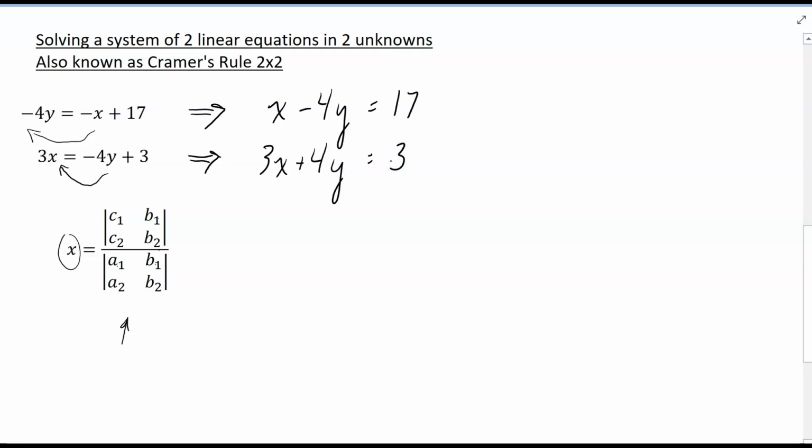Now we have the values that need to go into Cramer's rule formula. This equation up here is a1x plus b1y equals c1. And so the value of a1, the coefficient of x, is 1. The value of b1 is -4. And the value of c1 is 17. The second equation is a2x plus b2y equals c2. And the value of a2 is 3, the value of b2 is 4, and the value of c2 is 3.